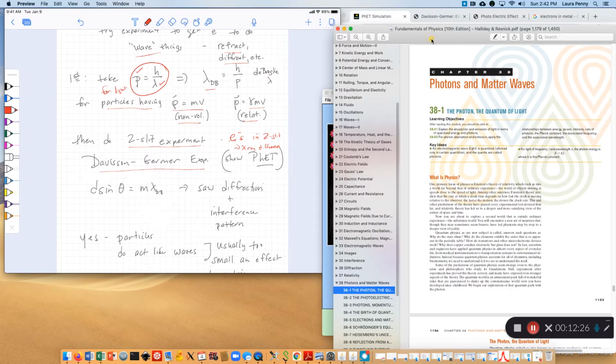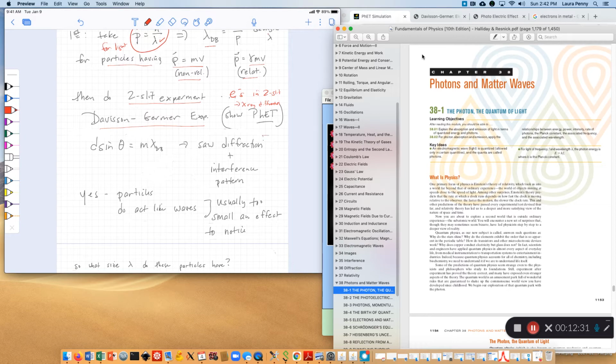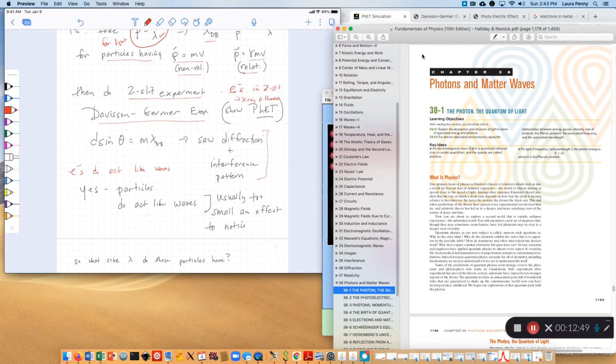And so the Davisson-Germer experiment says, yes, this absolutely does hold true. We do see a diffraction and interference pattern. And so these electrons do act like waves, where they have wavelengths which are based upon their momentums. Now, this is usually a pretty small effect, and again, you have to have really small spacings to notice it.